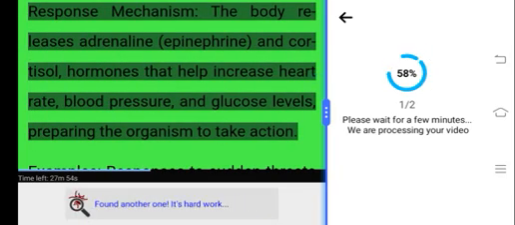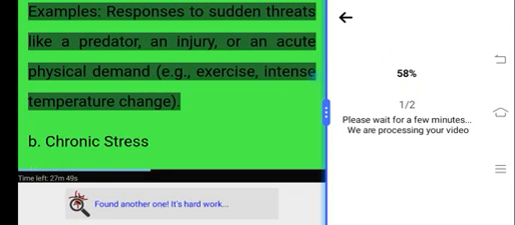Response mechanism. The body releases adrenaline, epinephrine, and cortisol, hormones that help increase heart rate, blood pressure, and glucose levels, preparing the organism to take action. Examples: responses to sudden threats like a predator, an injury, or an acute physical demand, e.g., exercise, intense temperature change.